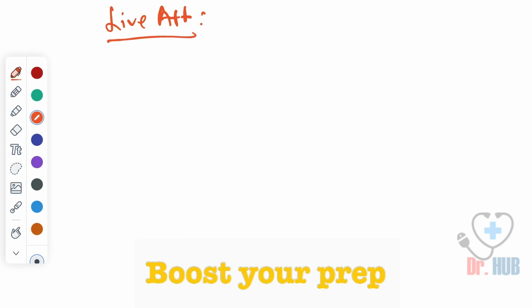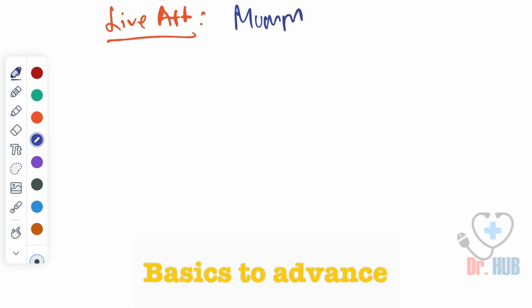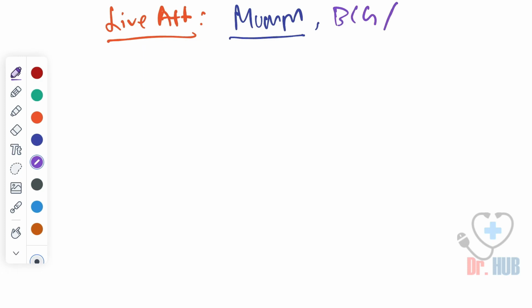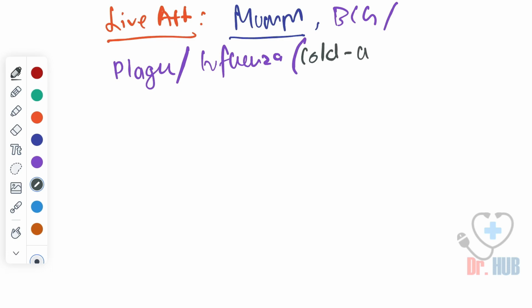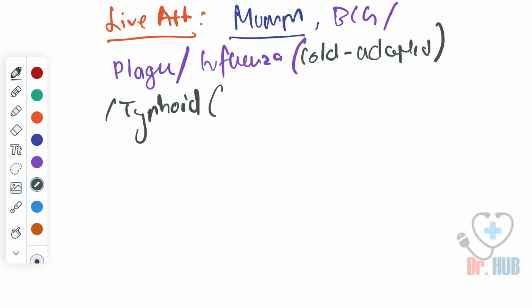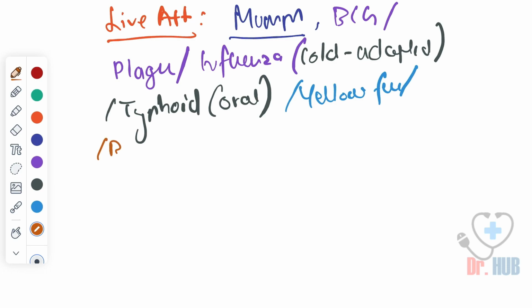So the first one is the live attenuated. Under live attenuated, it includes the mumps, and after mumps there is also the BCG which is present. Then the plague, it also includes the influenza, and the influenza is the cold adapted variant. Then there is also the typhoid. This typhoid, if you see, is oral. Then comes the yellow fever as well. And beyond this, there is also the rubella and also the rotavirus.